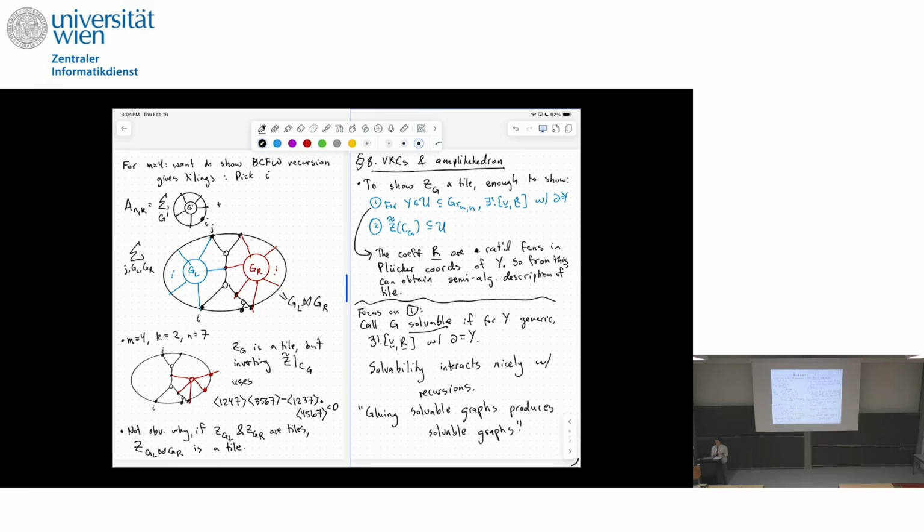Cool. I want to say another thing about the BCFW recursion. So, right, okay, this is basically the high-level understanding, at least on my part, of why the BCFW recursion works. Oh yeah, go ahead. Questions?